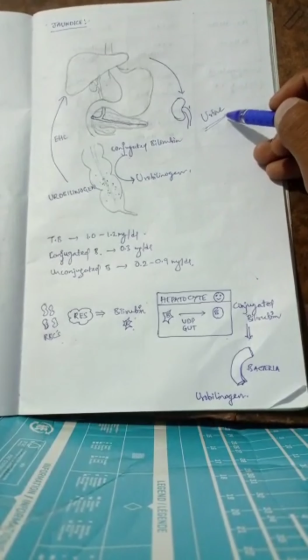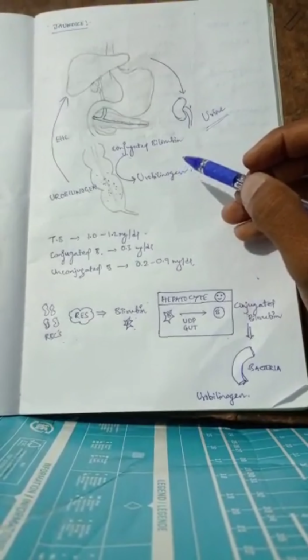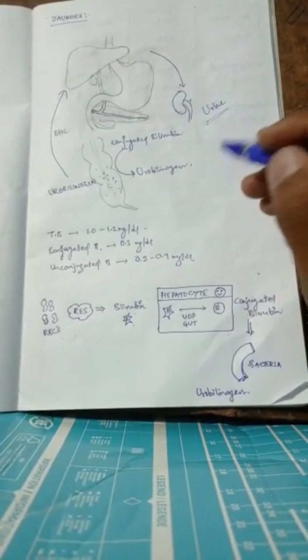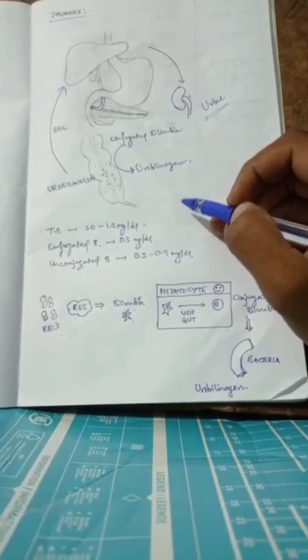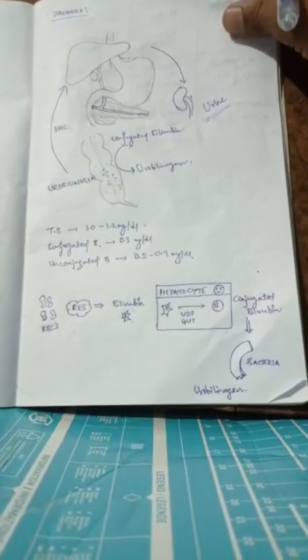So we see the yellowish discoloration of urine. Pale yellow discoloration of urine is due to this urobilinogen, and the brownish discoloration of feces is due to urobilin and stercobilin. Urobilinogen gets converted to urobilin, which gives dark brown color to the stools. Okay, is this part clear?